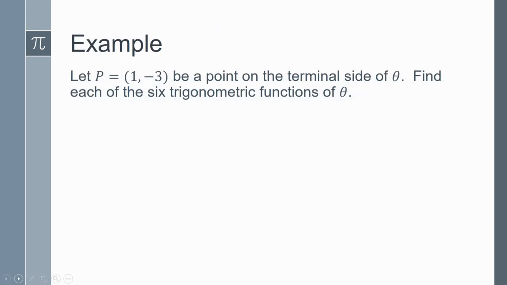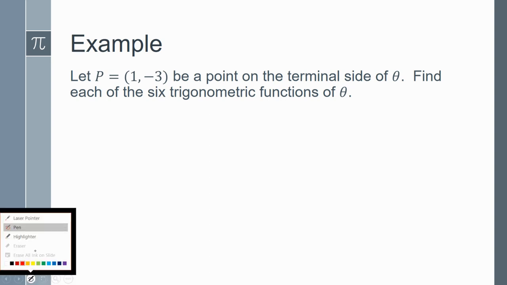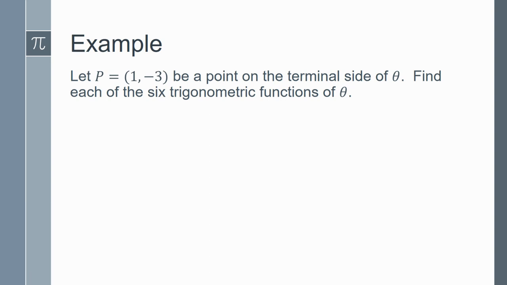All right, so honestly, you don't really have to memorize those definitions here as long as you know how to sketch a picture. So let's take a look at this example. It says, let P be the point 1, -3, and that point, remember, is on the terminal side of theta. So we're going to find each of the 6 trig functions of theta. Once again, we just need to be able to sketch a picture, and then those definitions that I just showed you aren't really going to be necessary to remember.